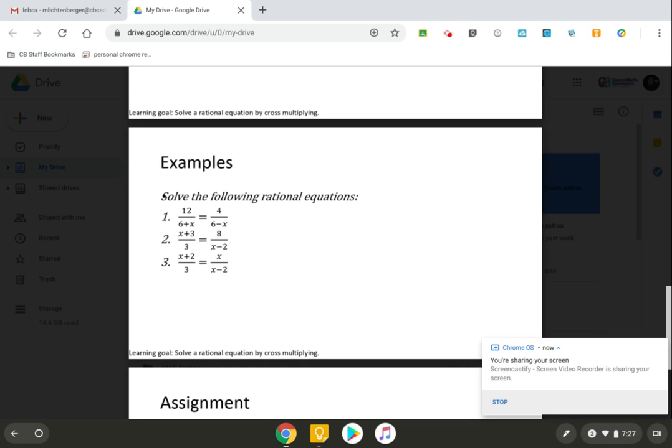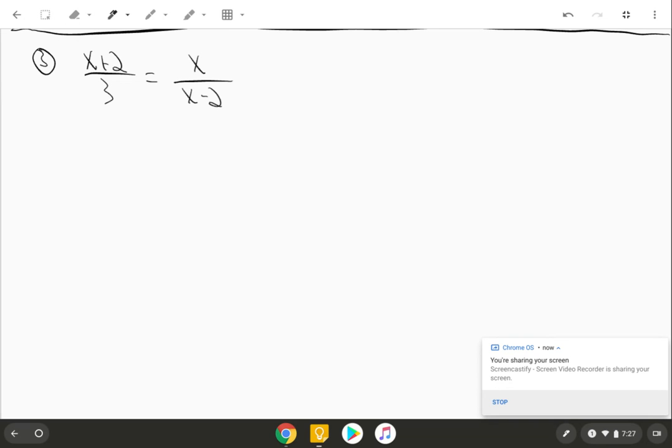All right, so time for example number 3. X plus 2 over 3 equals x over x minus 2. Just like before, this one diagonal here is going to be x plus 2 times x minus 2. And my other diagonal is going to be 3 times x, so that's going to be 3x.